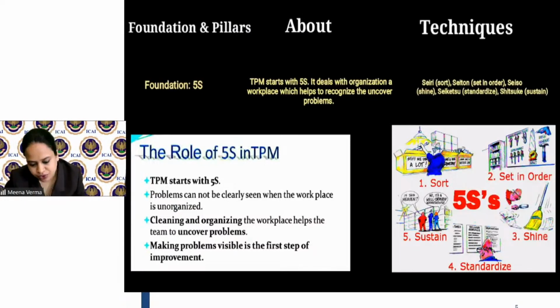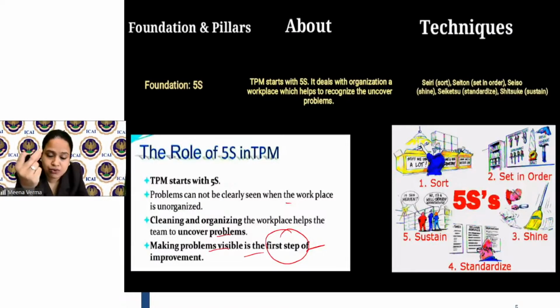So what will happen if your workplace is organized, any hidden problem can be identified very easily. If there is any hidden problem, you can identify it like this, right? And cleaning and organizing the workplace will help to uncover any hidden problem from the company, making the problem visible in the first step of the improvement. So we want to improve the organization, and for that, the problem is so visible now, right? If you implement the 5S methodology, the problem will be so visible, right? So when the problem is visible, you can identify it and easily improve it, right?